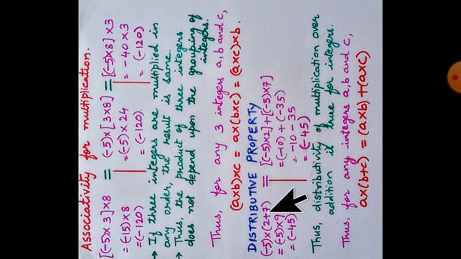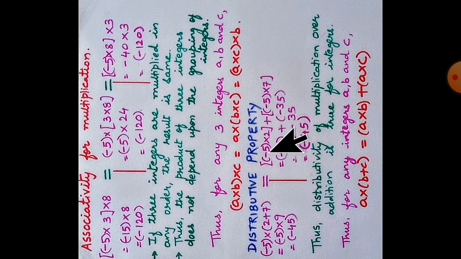Here we have taken one example: minus 5 into (2 plus 7) equals minus 5 into 2 plus minus 5 into 7. Here minus 5 is multiplied by 2 and 7 one by one. Minus 5 into 2 plus minus 5 into 7. So let us solve this one. Minus 5 into (2 plus 7), that is 9. So minus 5 into 9 will be minus 45.